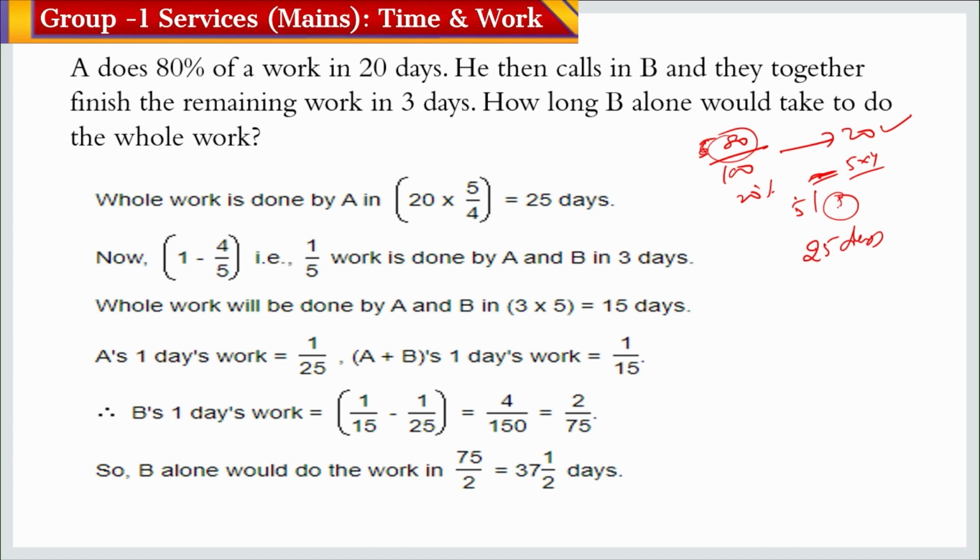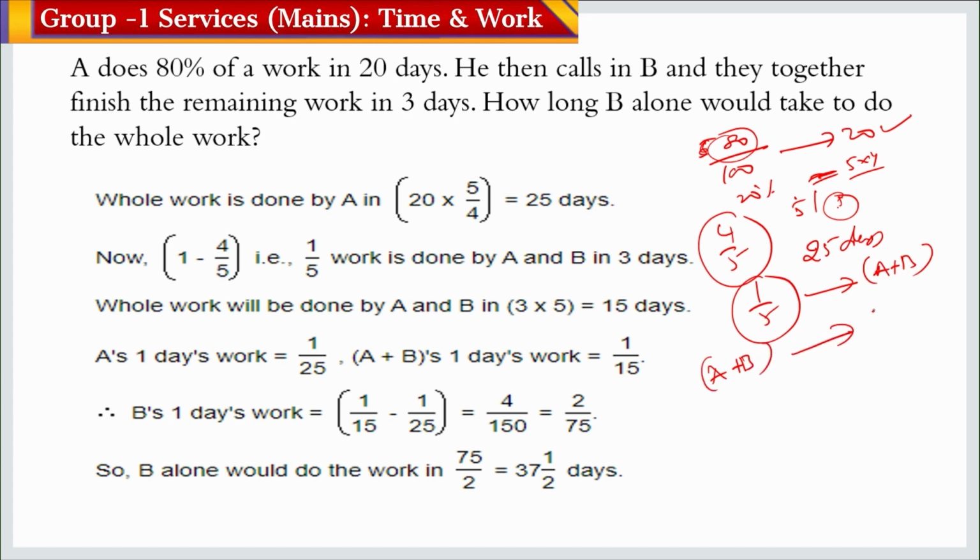Now, how much work did he finish? 4 by 5 work, 80%. How much remains? 1/5 of work remains. If 1/5 of the work is done by A and B in how many days? 3 days, correct. 1/5 of work. So to complete the whole work for A plus B, how many days will it take? Means 5 into 3 is 15 days.